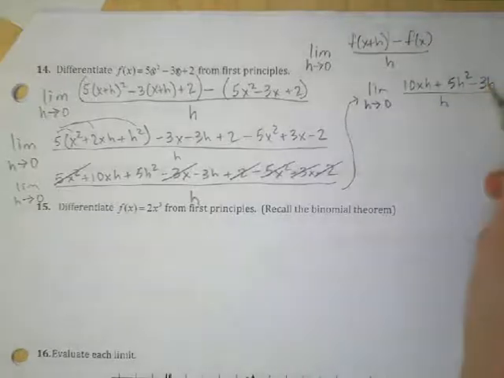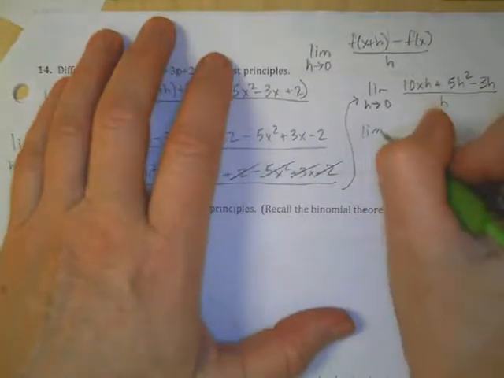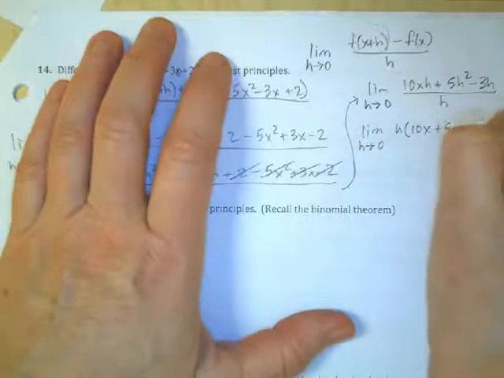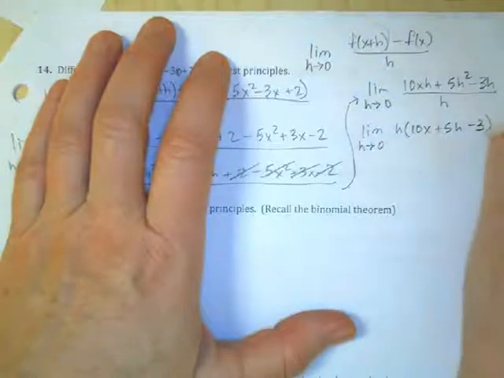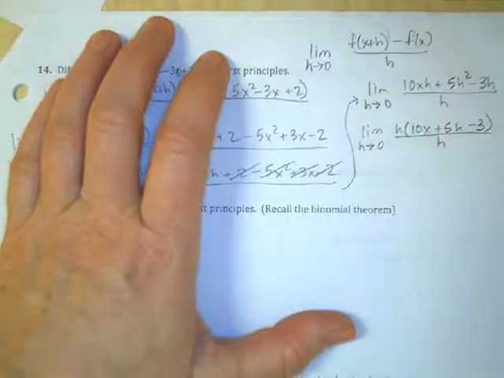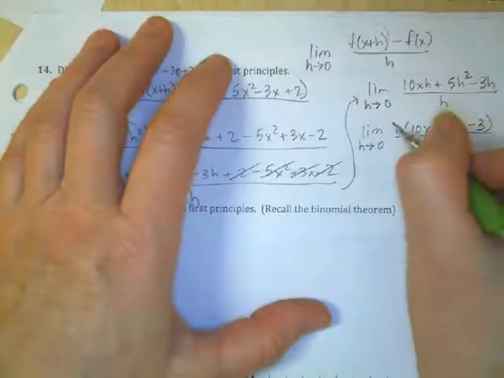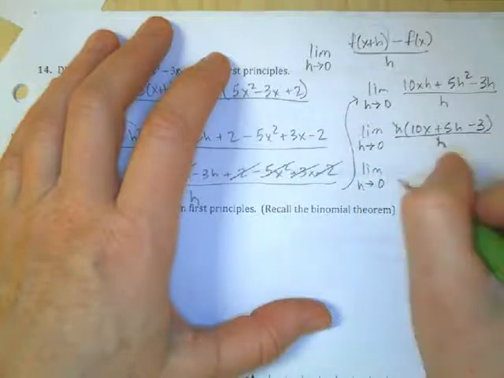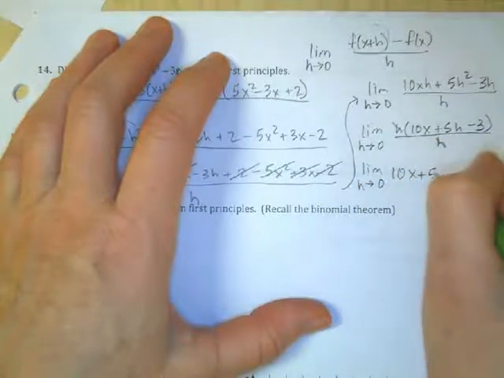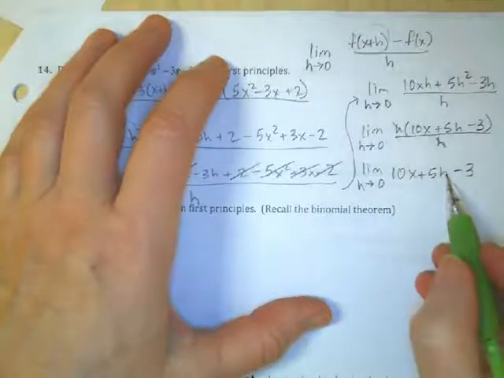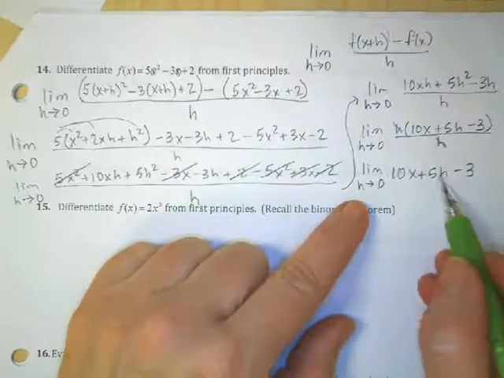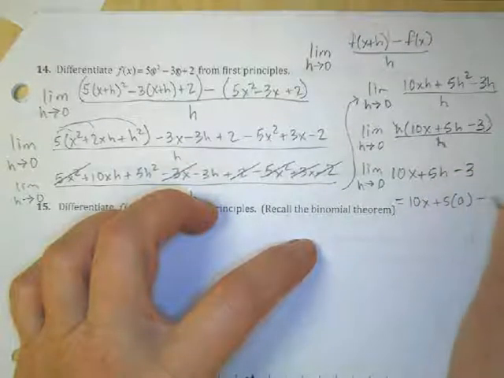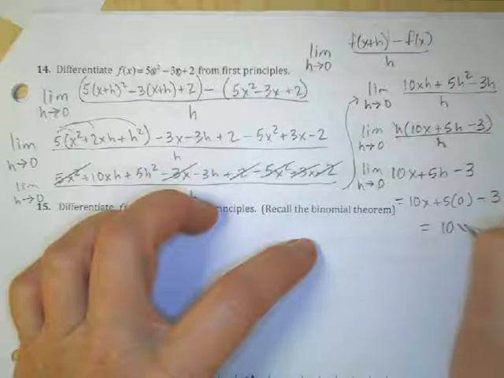I'm going to factorize the numerator, bring out the h, 10x plus 5h minus 3, all divided by h. Now I can reduce my h's, so h over h is just 1. So I have the limit as h approaches 0 of 10x plus 5h minus 3. I'm going to change the h to a 0 now, so I'm going to take my limit, I'm going to let h equal 0. So I get 10x plus 5 times 0 minus 3, which gives me 10x minus 3.